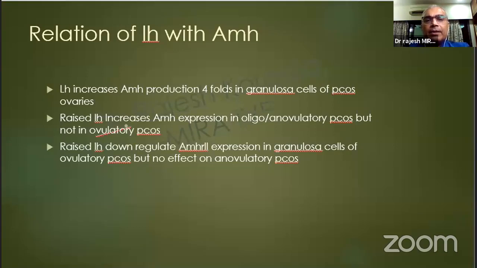The raised LH increases the AMH expression in anovulatory PCOS, but not in ovulatory PCOS. So there is a partiality of LH and AMH on ovulatory PCOS. So that is the reason why ovulatory PCOS are more friendly than anovulatory PCOS. The raised LH downregulates the AMH receptor 2 expression in the granulosa cells of the ovulatory PCOS, but has no effect on the anovulatory PCOS. So it is very interesting to note that the effect of LH and the interrelation of AMH is different in ovulatory PCOS and anovulatory PCOS.